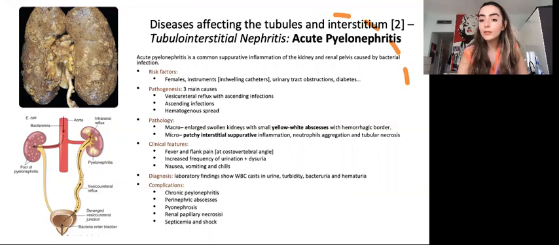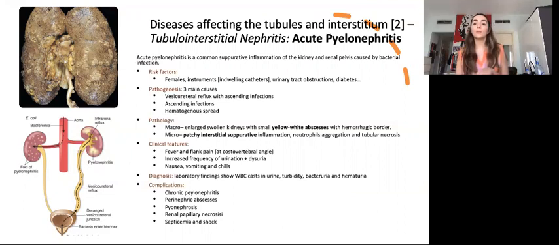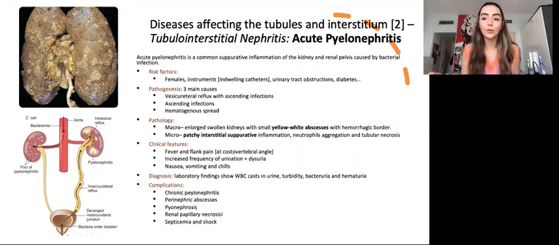This is suppurative inflammation of the kidney and the renal pelvis that is caused by a bacterial infection. It is the most common cause of tubulointerstitial nephritis and more common in females due to the anatomical proximity of the rectum and the urethra and even the shorter urethra. Now, the pathogenesis, there are three main causes.